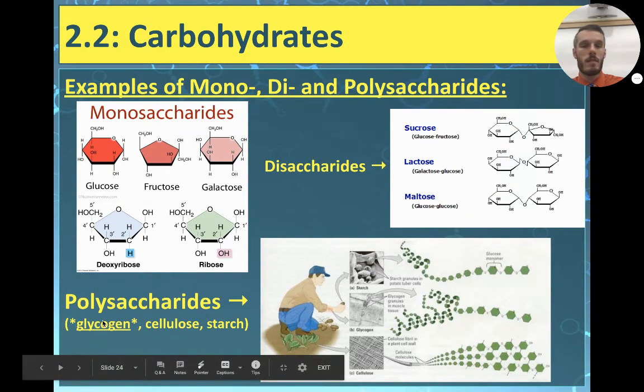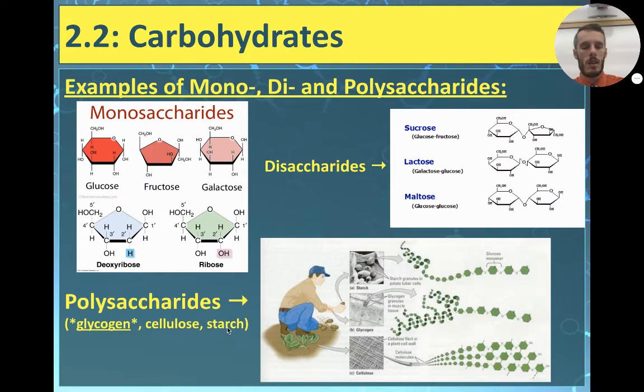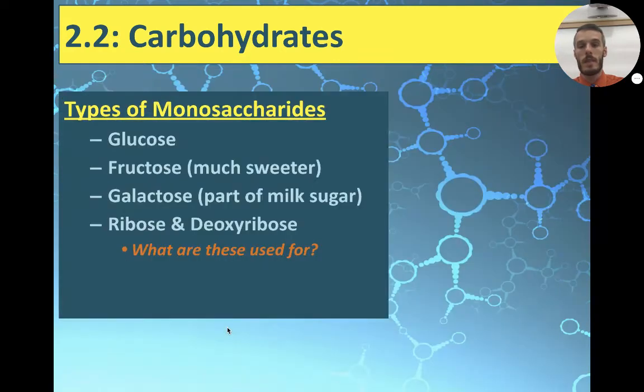Polysaccharides, glycogen, that's important for us. That's how we store our glucose. Cellulose and starch, those would be things that we eat, okay, plants. So cellulose is contained in the cell walls of plants. We cannot digest them. Starches, though, we can digest, and that's how we get most of our energy.